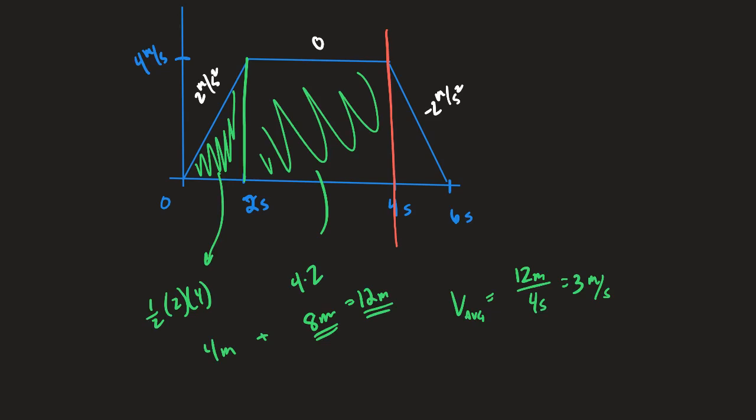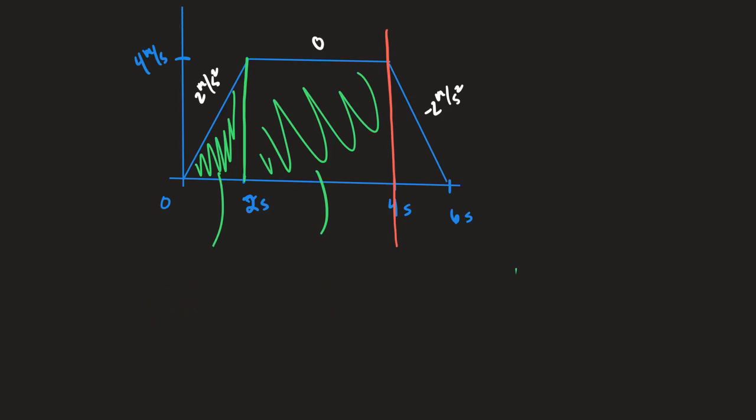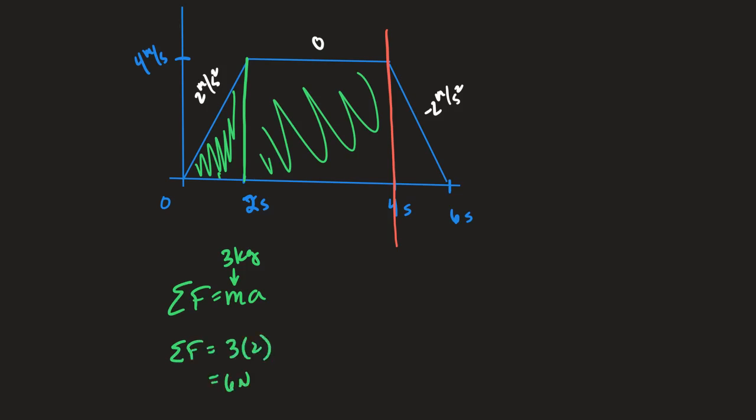Calculate the force acting on the object from 0 to 2 seconds, 2 to 4 seconds, and 4 to 6 seconds. Well, since I already found the accelerations for each of those, it should be pretty easy to find the force, since net force equals ma, and we're told that the object has a 3 kilogram mass. Seems like the net force in the first 2 seconds will be 3 times 2, or 6 newtons. And the second part will be 3 times 0, or 0 newtons. And then the last part will be 3 times -2, or -6 newtons.